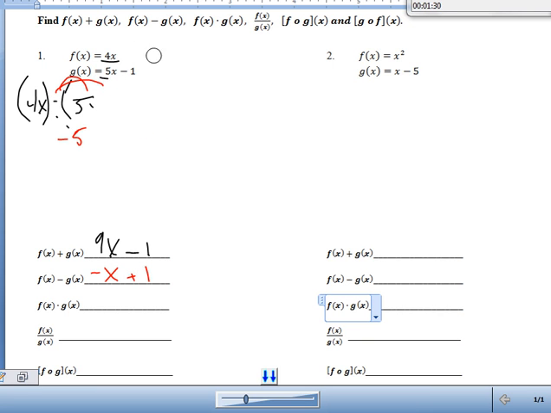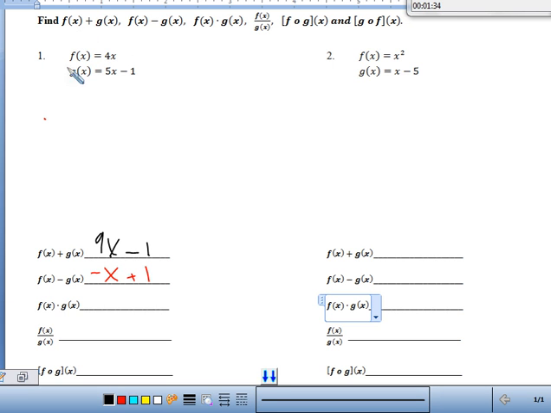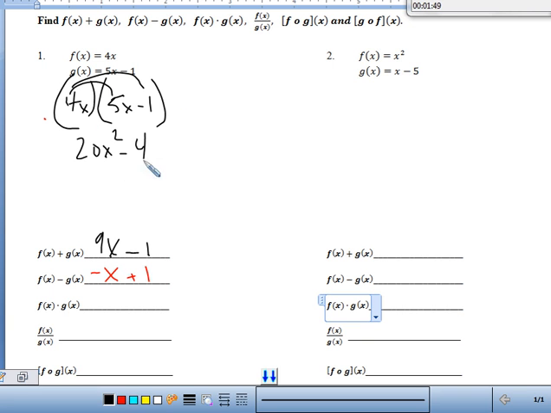When I multiply the two, I'll take the same f of x, which is 4x, times g of x, which is 5x minus 1. And then this has to be distributed. 4x times 5x is 20. x and x is x squared. And 4x times negative 1 is minus 4x.